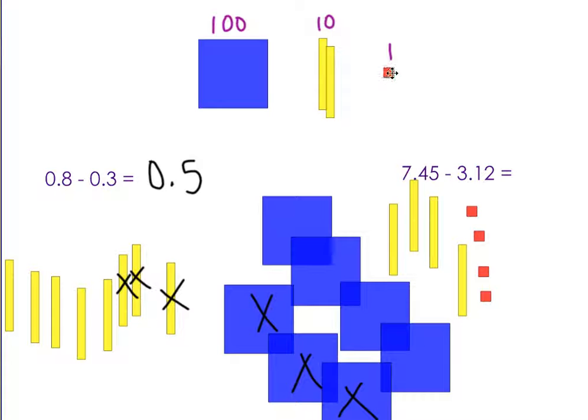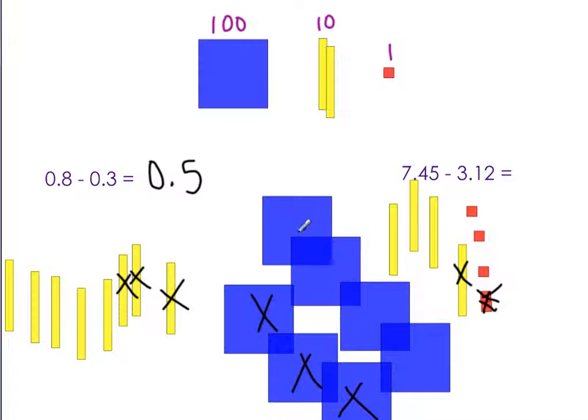3, 4, and now 5. So now I'm taking away 3 and 12 hundredths. Like I already started before I got mixed up, I took 3 of the hundredths away. Now I'm going to take 1 tenth away, so cross off 1 tenth, and I'm going to take away 2 hundredths, so it'll be both of these.